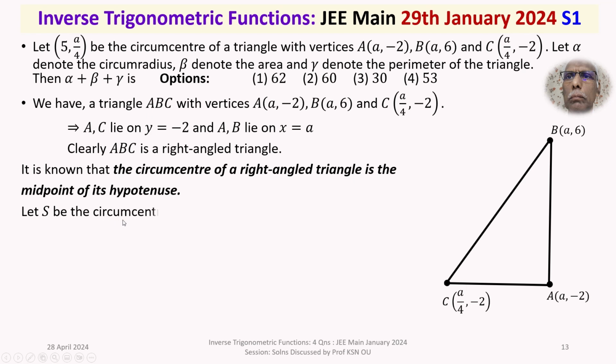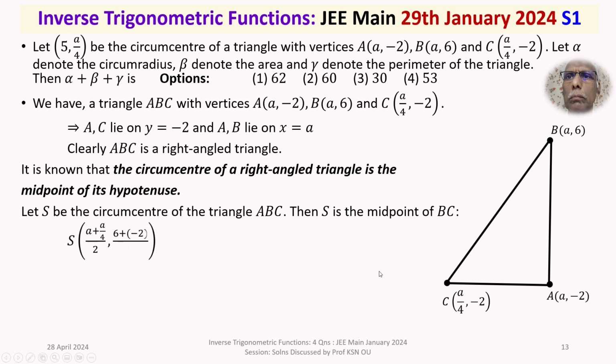So let S be the circumcenter of the triangle ABC, and S is the midpoint of BC. Therefore, the coordinates of S you can find out. The midpoint formula we apply, that is (a/4 + a/2)/2, (6 + (-2))/2, and that is S is (5a/8, 2). But the circumcenter S of the triangle is given to be (5, a/4).